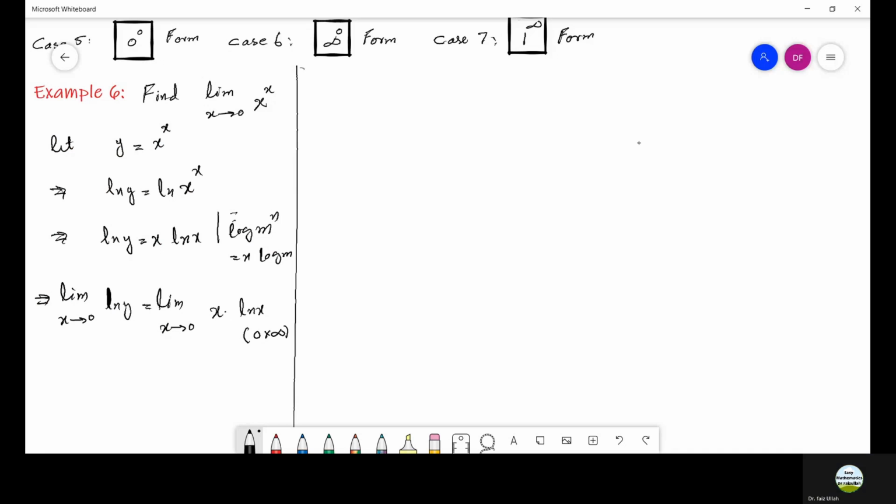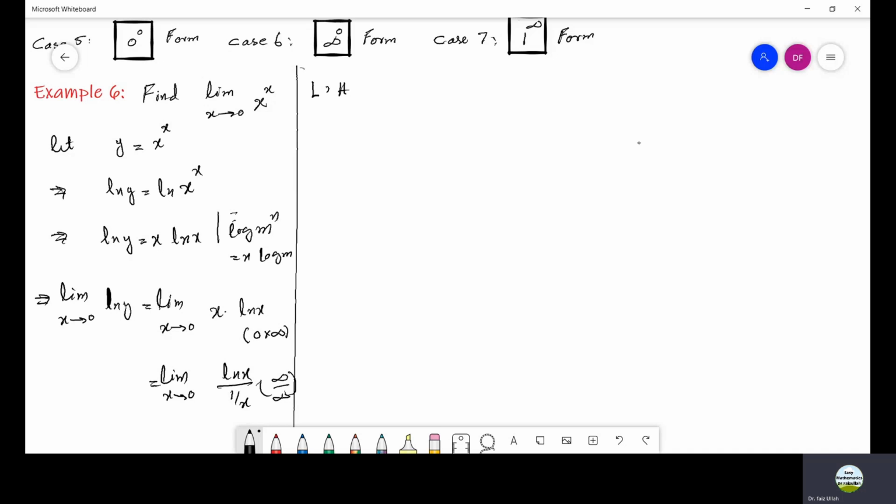Now if we plug in x is equal to 0, we can see that this is 0 into infinity form. So just like in the previous question, we need to convert this into 0 by 0 form or infinity by infinity form. So we write this like log x over 1 over x. And now we can see this is infinity by infinity form. So we can use the L'Hopital rule.